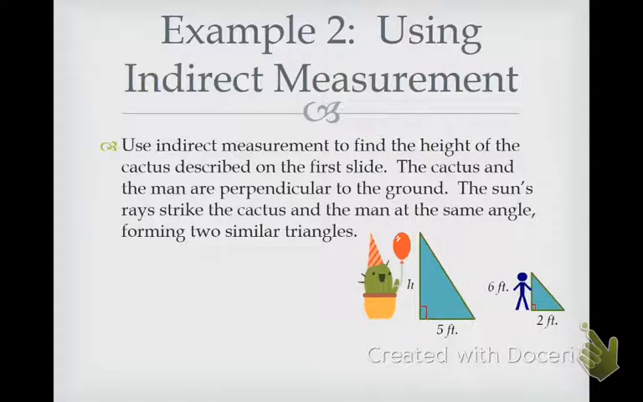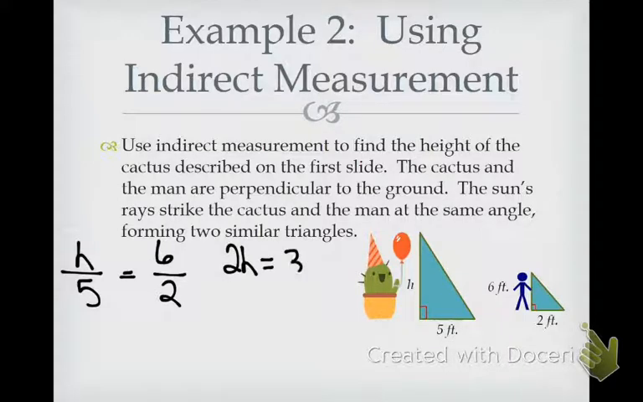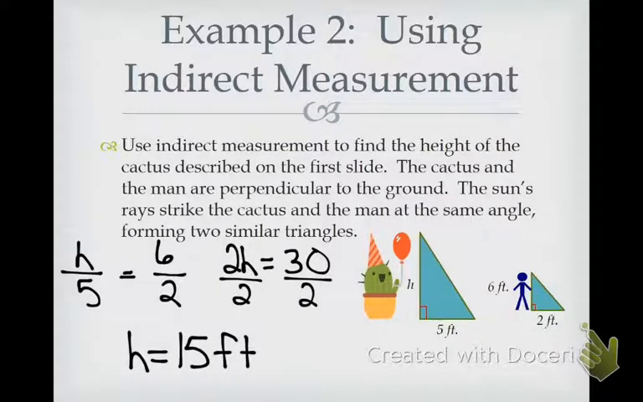Again, multiple ways that we could do it, but I'll just give you a minute to set it up. Okay, someone raise your hand and tell me what's the proportion that you used, Avery? H over 5 equals 6 over 2. Yeah, that's pretty much the most simple one. Like I said, there's multiple ways to do it, but that's probably the way I would have chosen. So 2H equals 30. Divide by 2. H equals 15 feet. Pretty simple.